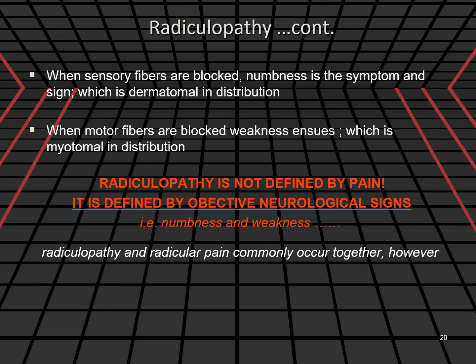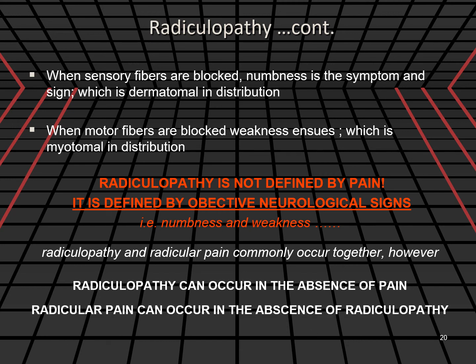Radiculopathy and radicular pain commonly occur together. So a patient with sciatic pain, that's killing me, doc, and neurologic signs such as numbness and weakness, maybe a diminished reflex, they can occur together. However, radiculopathy can occur in the absence of pain. They may only have numbness and weakness. Radicular pain can occur in the absence of radiculopathy.